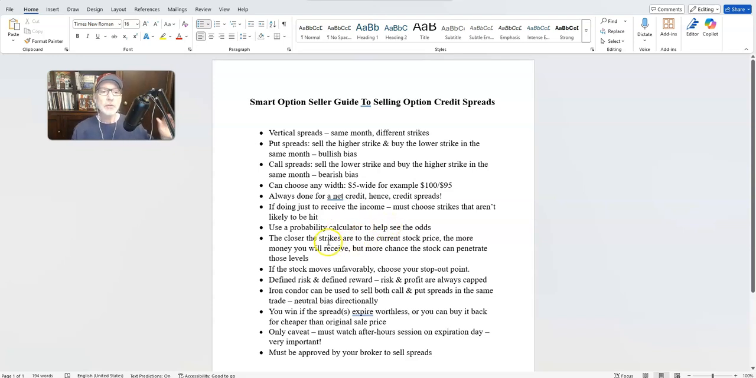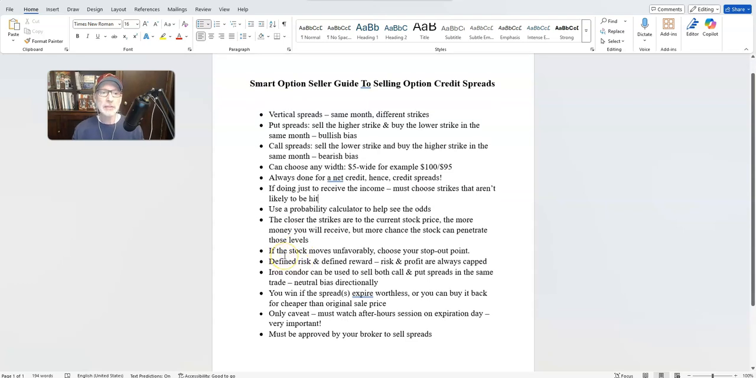Now, if you choose strike prices that are closer to the current price of the stock, yes, you're going to get more money for that credit. When you sell that spread, you'll get more money. But at the same time, you're taking on more risk because the stock could blow through those strike prices rather quickly if there's a big move in the stock. So it all depends on your risk tolerance, how much money you want to receive, and how nervous you are of the stock making large moves that could penetrate the strike prices.